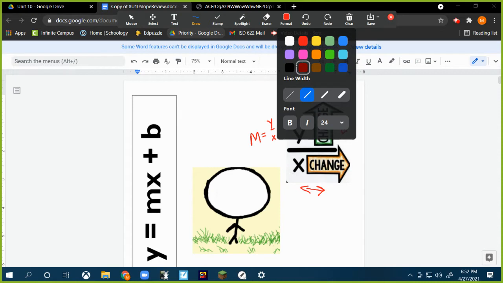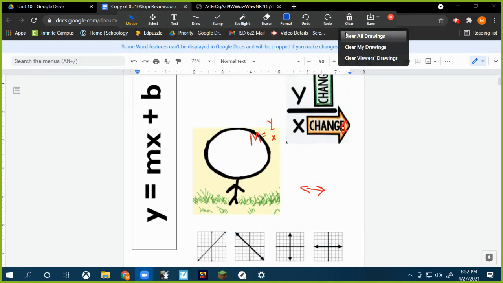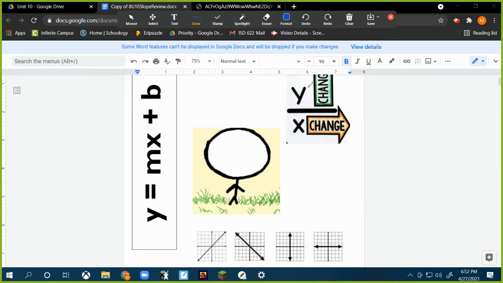Again, this is all review, things that we should already have known, things that we have taught in the past. We've got our slope man here, or slope woman, your choice when you start drawing. We have a couple different slopes. First, we have a positive slope. A positive slope from left to right goes uphill. A negative slope goes downhill.